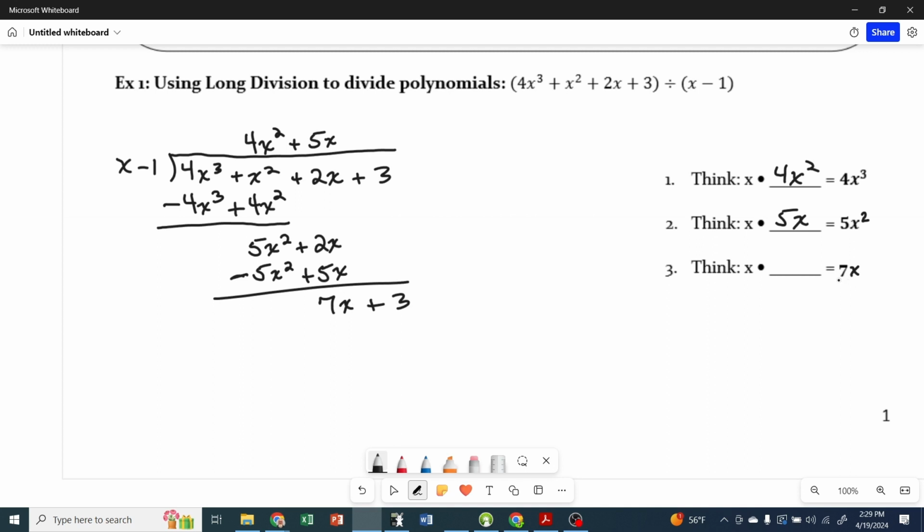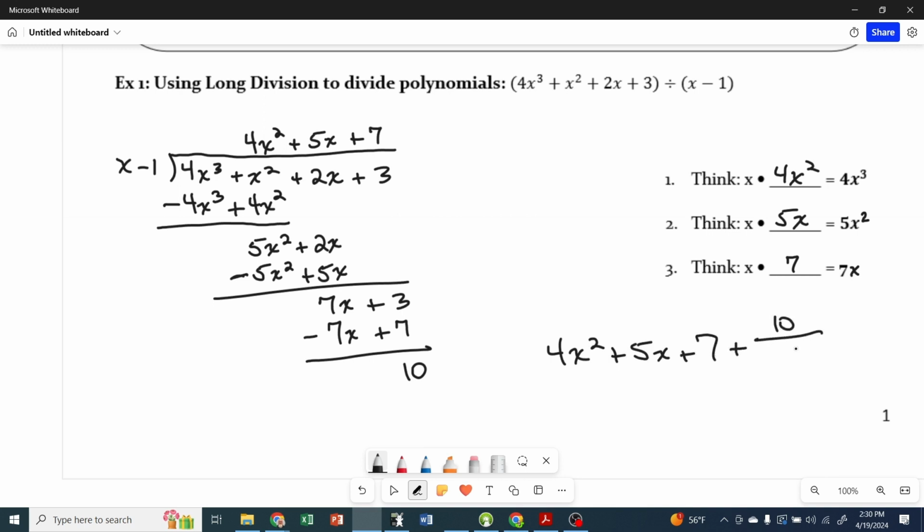So x goes into 7x how many times? 7. So we're just going to have plus 7 here. 7 times x is 7x. Change the sign. 7 times negative 1 is negative 7. Change the sign to positive 7. Add down these columns and I get 10. So my final answer is 4x squared plus 5x plus 7 plus 10 over x minus 1.